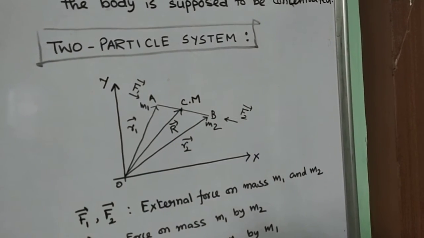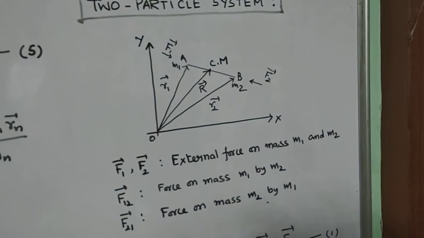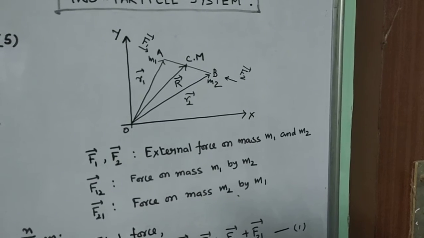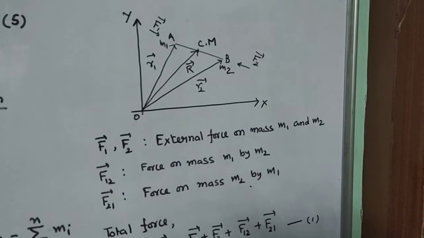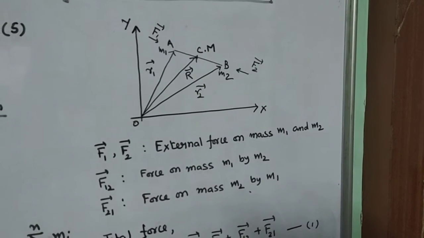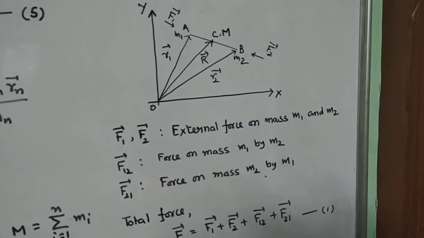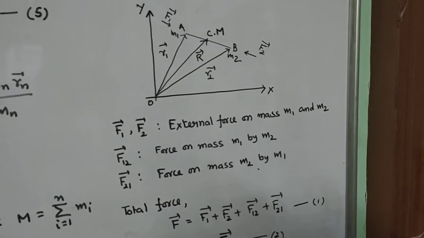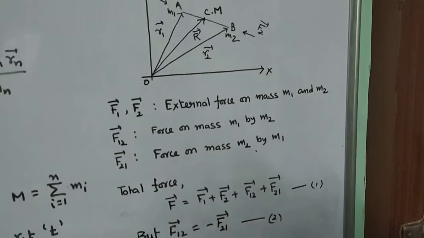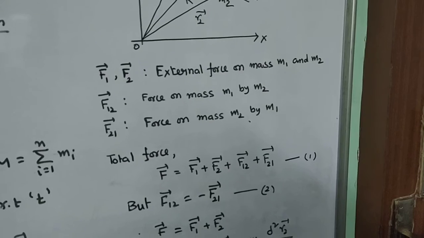Now if you apply f1 vector and f2 vector on the system externally, these two are external forces on masses m1 and m2. Some internal forces also come. So f12 vector is the force on mass m1 by m2, and f21 vector is the force on mass m2 by m1. The total force on the system is the external force plus the internal force. Internal forces are action and reaction, equal and opposite, so they balance out. So f12 vector equals minus f21 vector.